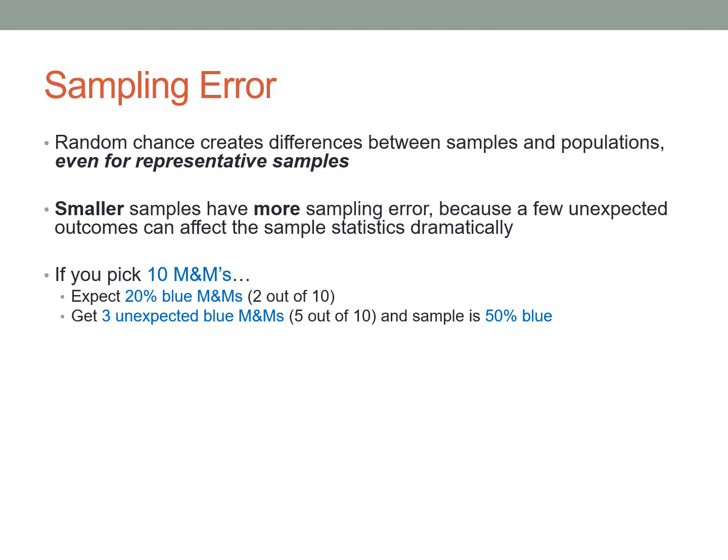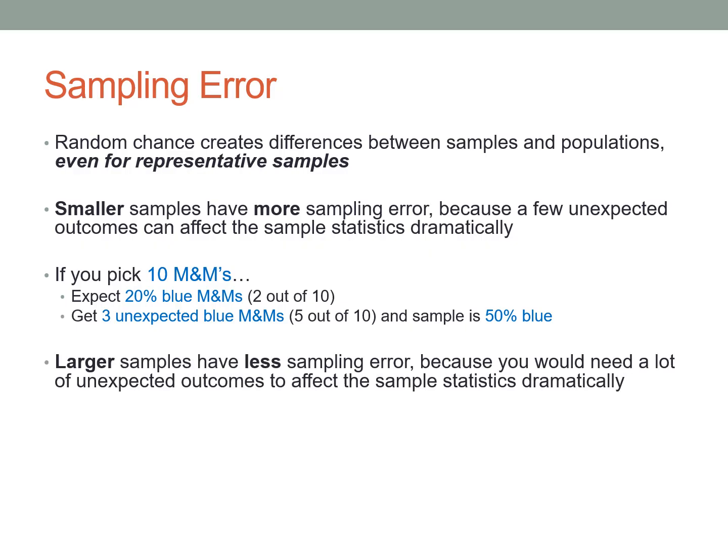And if I were to just look at that sample and say, well, based on this, my best guess for the composition of the jar is 50%, I would be way, way off, because my sample here is not doing a great job of matching my population just because of this sampling error, aka random chance creating a difference between my sample statistics and my population parameters.